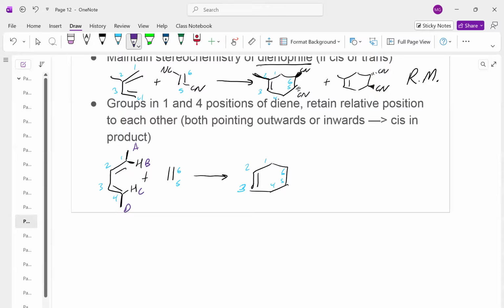Because here's the relationship. It doesn't matter what the groups are. A and D will always be cis to each other in the product. And B and C will always be cis to each other in the product. And so when we draw group A and group D, I'm going to draw them either both up. Oops. That would just be a methyl group like this. And then for emphasis, I'll draw the hydrogens there.